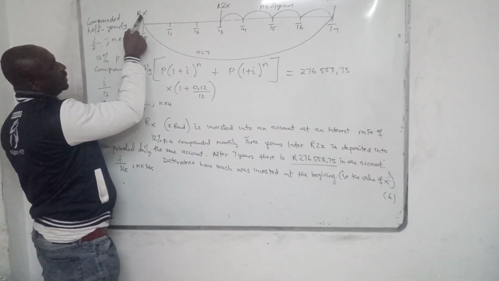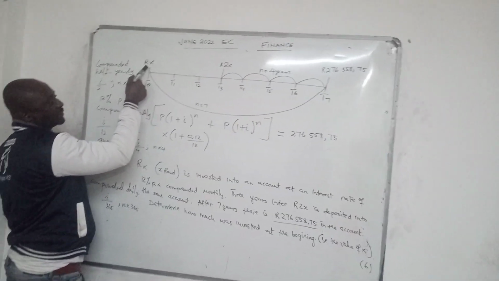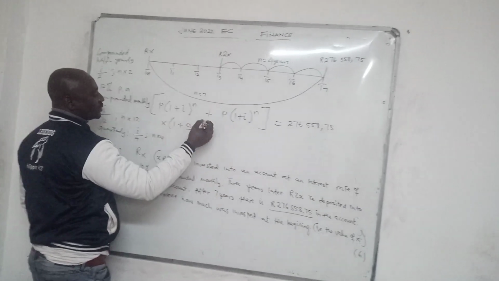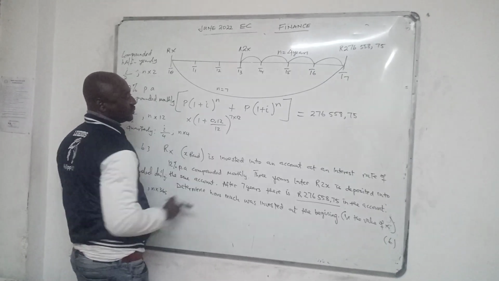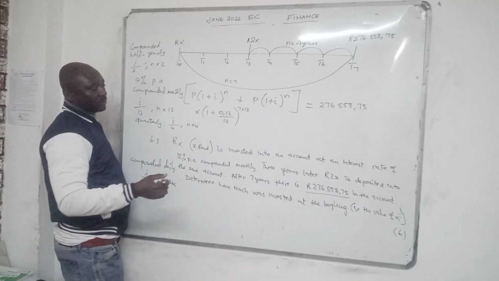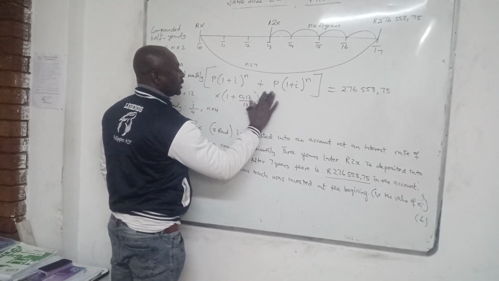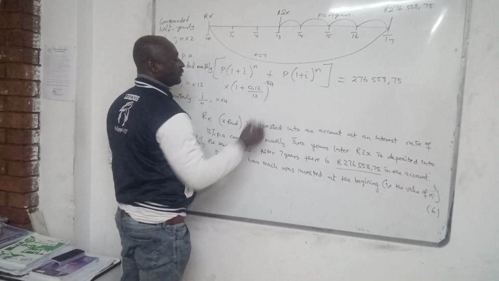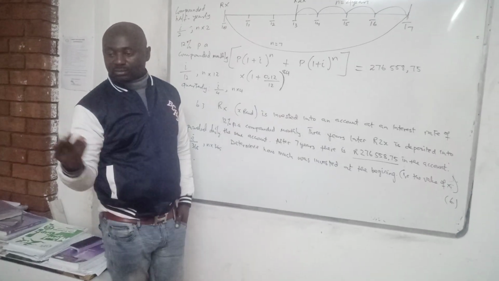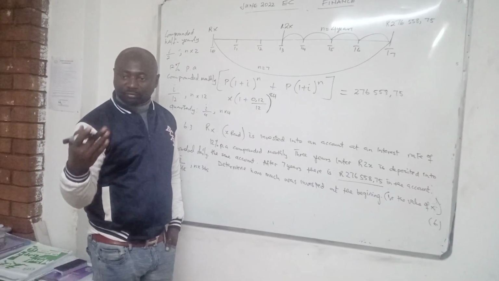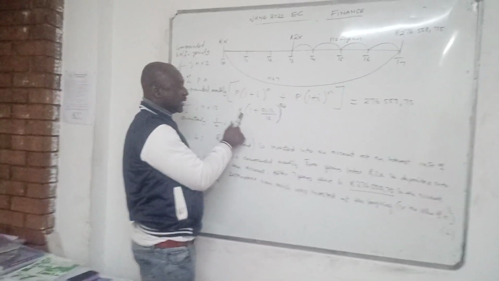How many years did they invest this X rand? How many years did this X rand stay in the account? 7 years. So it means you multiply 7 times 12. What is 7 times 12? 84. So can I quickly change this and write 84 straight away? So here will be 84 months. Because it's 7 times 12 months, that gives you 84 months. This money stayed in the account for 84 good months.